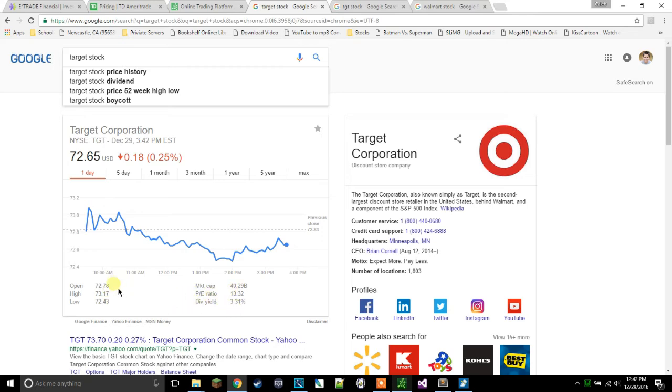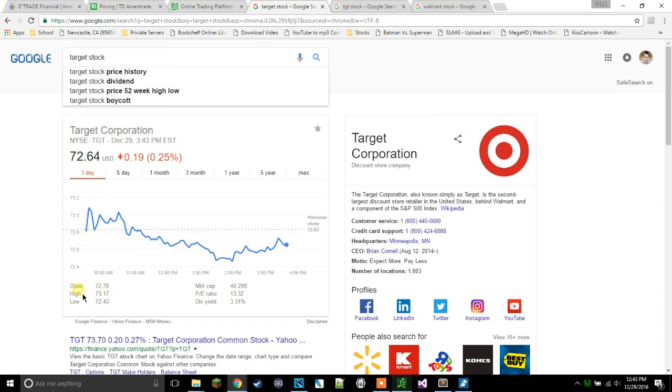Let's start off with the open. The open is at what price it opened up that day. So it opened up at 72.78. So that's what the price was at 9:30 a.m., or 6:30 a.m. Pacific Standard Time, when it opened.